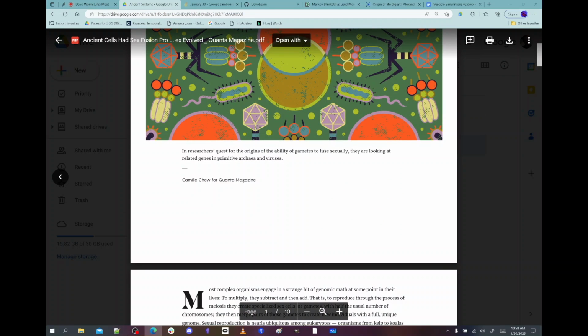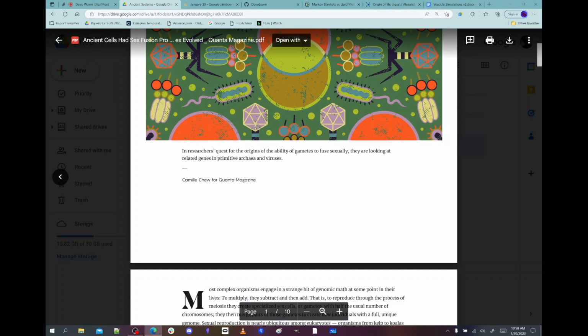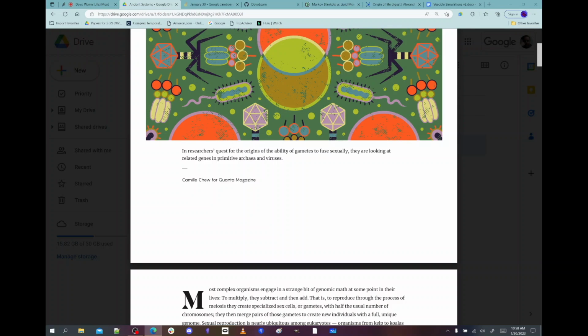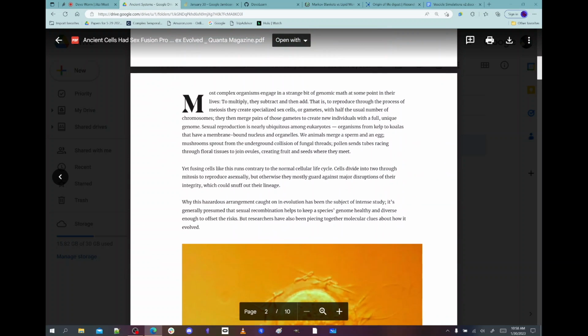In researchers' quest for the origins of the ability of gametes to fuse sexually, they were looking at related genes in primitive archaea, bacteria and viruses. So that's what this article was about. It talks about the common genes you find in organisms that we don't think of as being sexual, but they're nevertheless there, and they manage this reproductive ability.